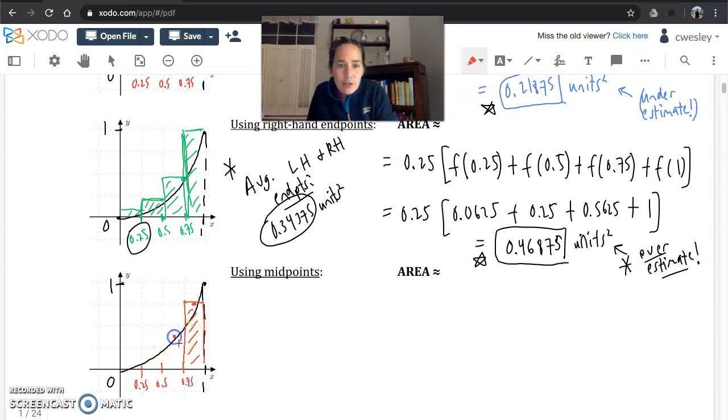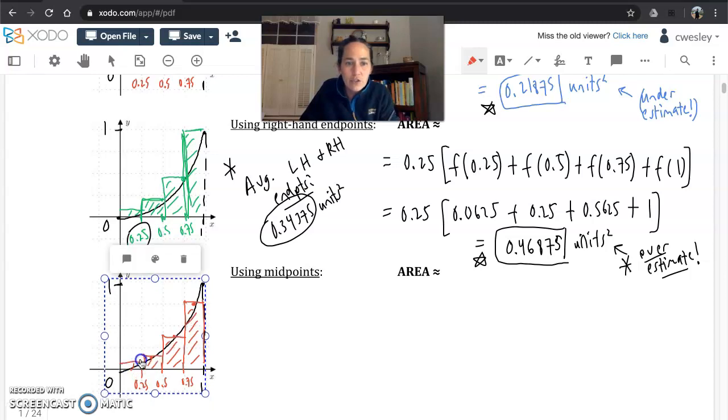Try the same thing here. Can you put the midpoint of the rectangle hitting where the curve is? You see that you've missed a little chunk to the right and you've gained a little extra piece to the left. Okay, here's another midpoint. It's both an over and an underestimate. And then the last midpoint's kind of hard to draw there. Did not do the best job.